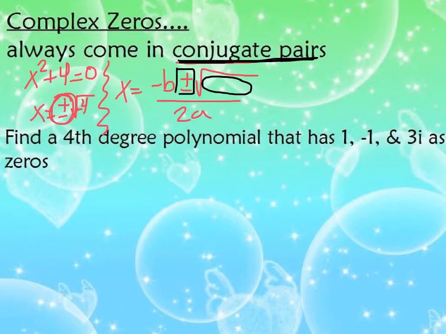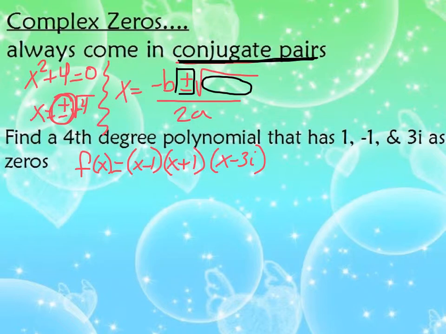Okay, so let's use that idea to do something here. It says, find a 4th degree polynomial that has 1, negative 1, and 3i as zeros. All right, so a 4th degree polynomial, so f of x equals, it has 1 as a 0. So that tells me it's going to have x minus 1 as a factor. It has a negative 1, so that's an x plus 1 as a factor. It has a 3i, so that's x minus 3i. But that's only a cubic. That's a 3rd degree, because there's only 3 of them.